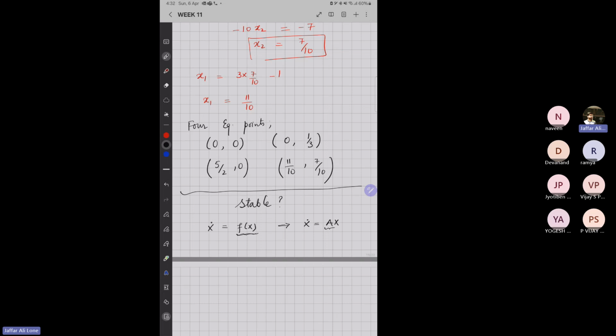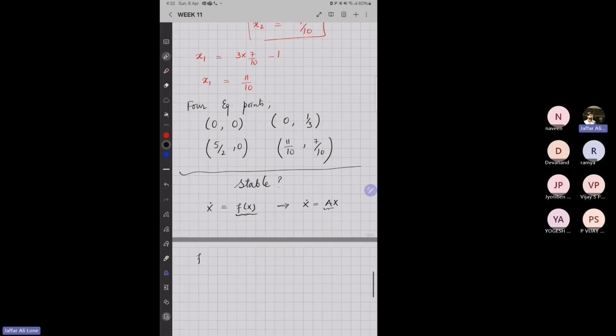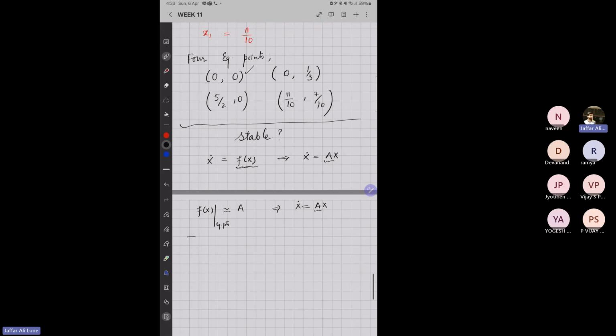But if I linearize this somehow, and if I can approximate this f of x at equilibrium points as A, then I will get x dot is equal to Ax. And I will be having some value of A for some particular equilibrium, for example (0, 0) or (0, 1 by 3). Then we can decide whether my system is stable or not, right? So let's try to linearize this. So what did we have? We had f1.